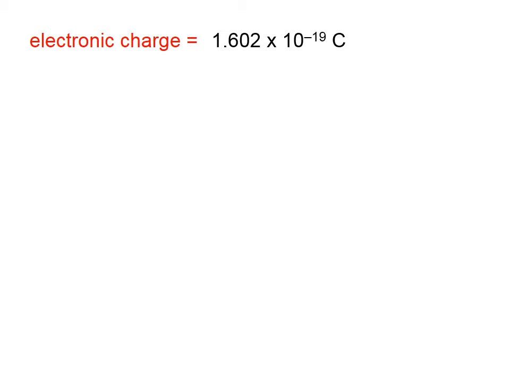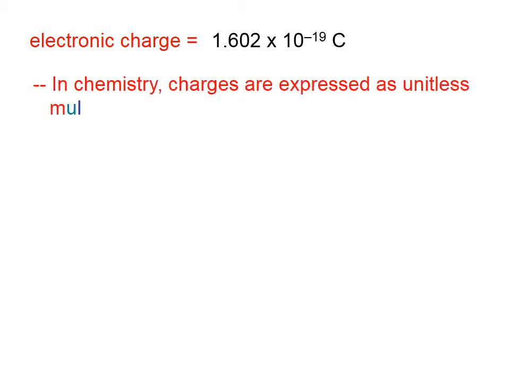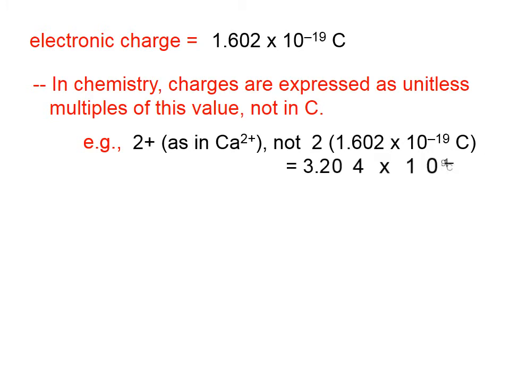In any case, the charge in coulombs, that's what this capital C stands for, on any electron or any proton is this number here, 1.602 times 10 to the negative 19th coulombs. In chemistry, charges are expressed as unitless multiples of this value, not in coulombs. It's very much easier to say 2 plus, as in calcium 2 plus, and not 2 times 1.602 times 10 to the negative 19th coulombs.